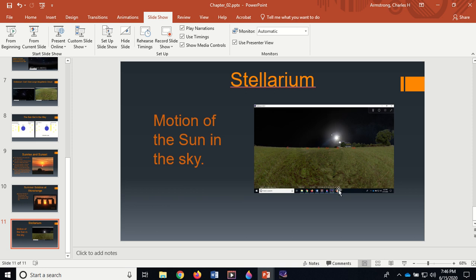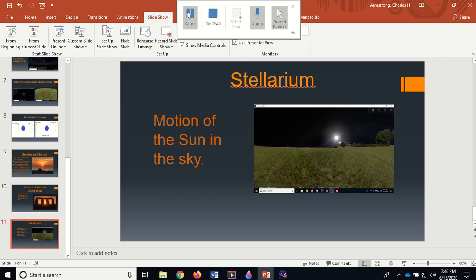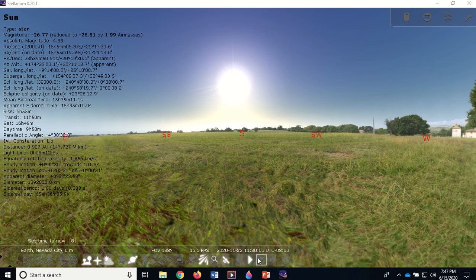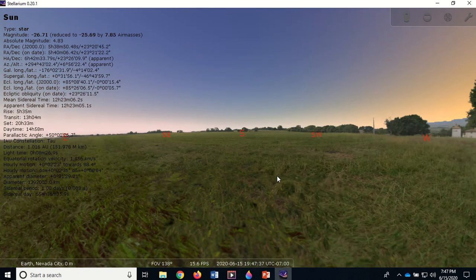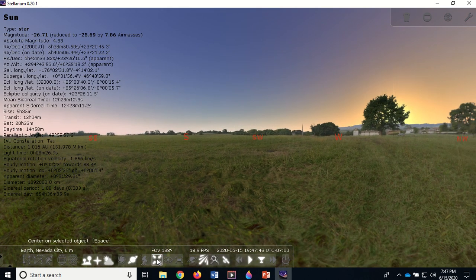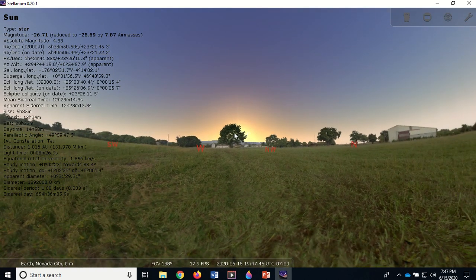Okay, so motion of the sun in Stellarium. Let me set it up before I forget. There is the sun right there. It is 7:47. This is real time. It should be about 7:47. Let's see. I'll just do this. Oh, the sun's actually down a little bit. Did it go over here? I'm not focused on it yet. You know what? Sun's over here. Okay, so I'm now on the sun.